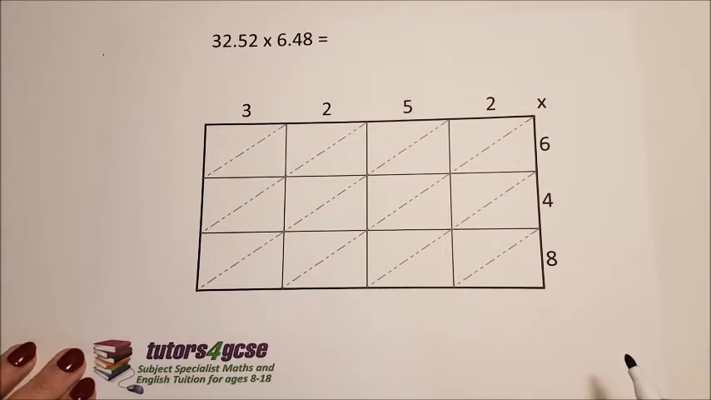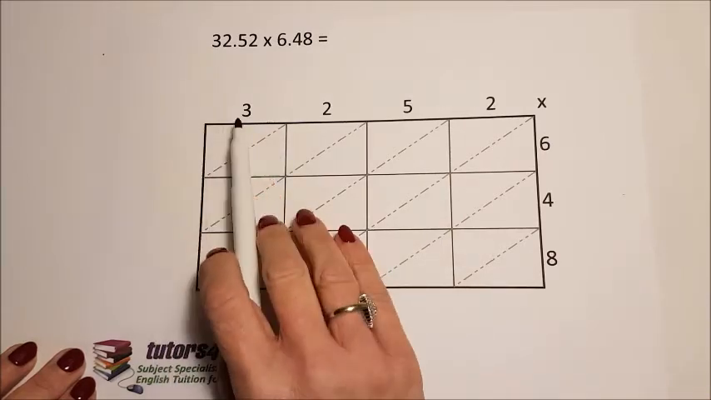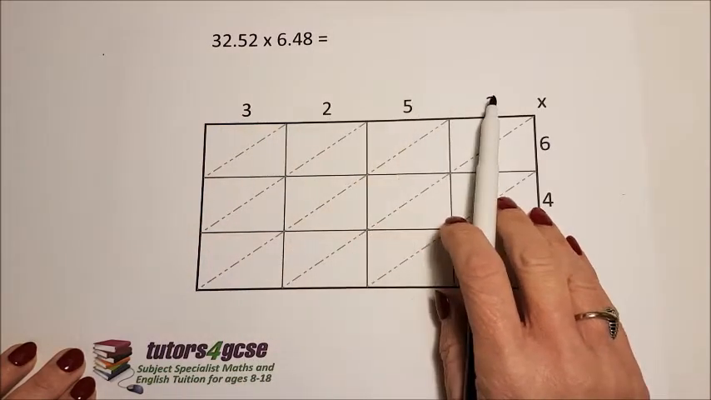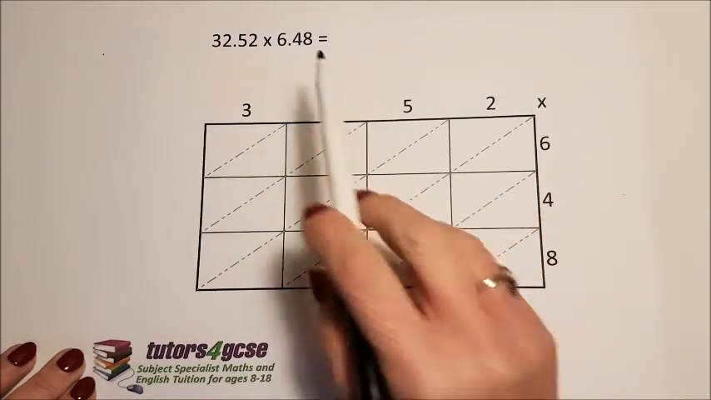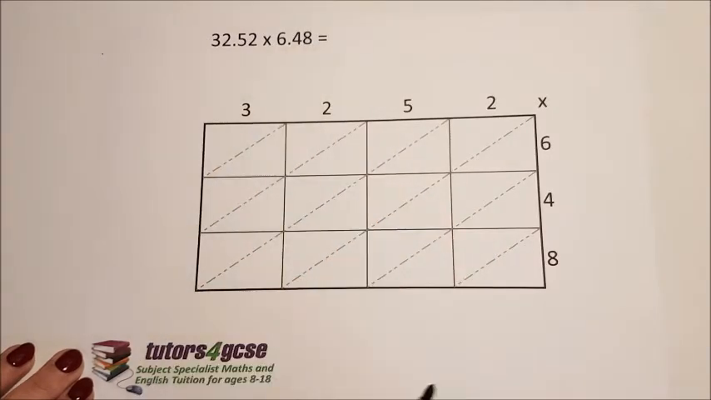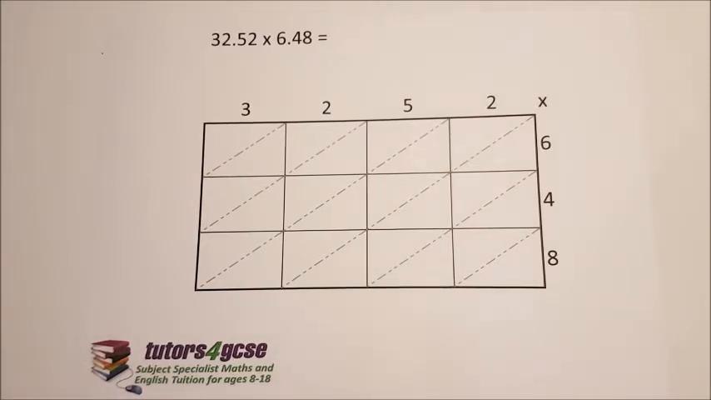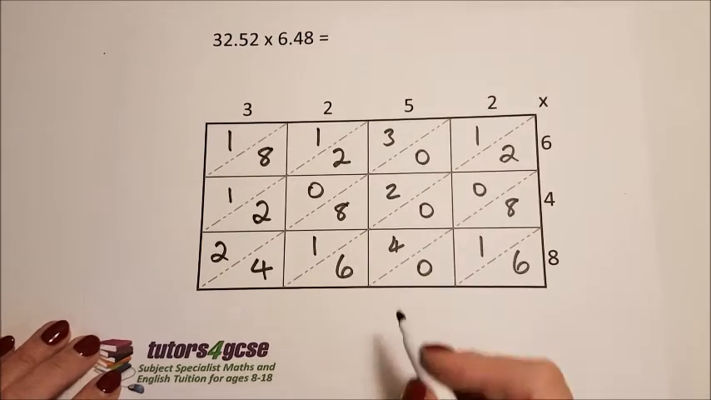The first thing we need to do is just to look at the digits that we have. So forget about the decimal point and just look at the digits. So we're going to multiply 3252 by 648. So we've taken out the decimal point, we've ignored the decimal points altogether, and we're just going to multiply the digits together using the lattice method that we've looked at previously. So if I quickly complete the grid initially, there we go. I've completed the grid.